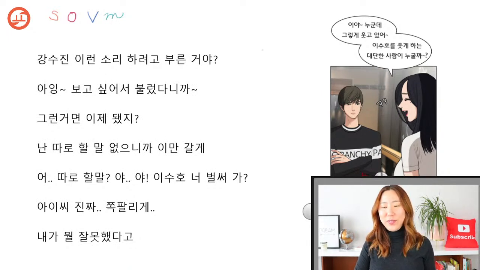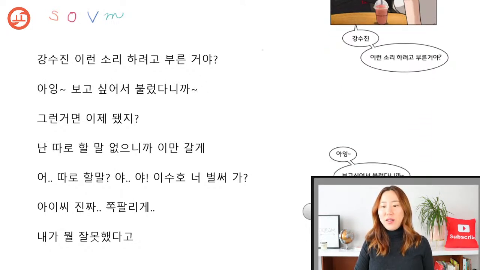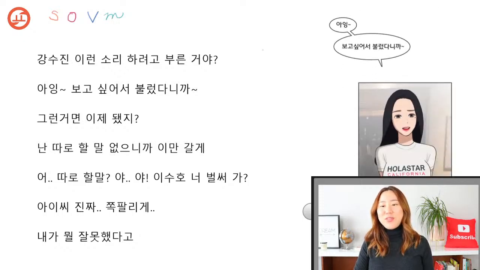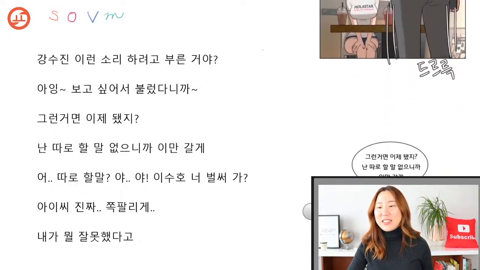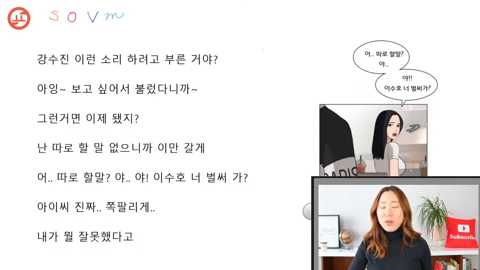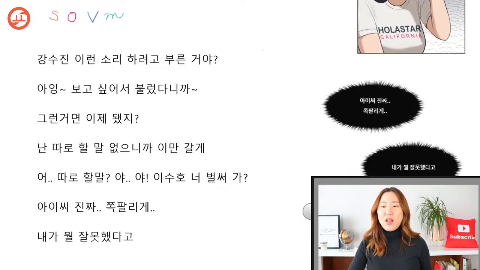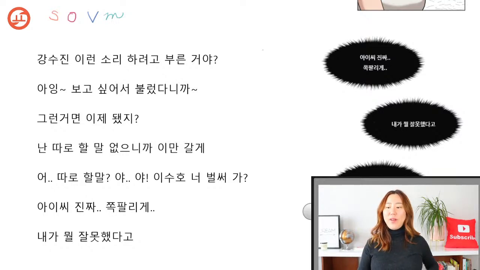그러면 다음이요. 잘 따라하고 있죠? 강수진, 이런 소리 하려고 부른 거야? 아잉, 보고 싶어서 불렀다니까. This type of action is like 애교 in Korean. It's like 아잉. It's like a nasal sound. 드르륵. 그런 거면 이제 됐지? 난 따로 할 말 없으니까 이만 갈게. 따로 할 말? 야! 이소! 너 벌써 가? 아이씨, 진짜 쪽팔리게. 내가 뭘 잘못했다고. 오케이.